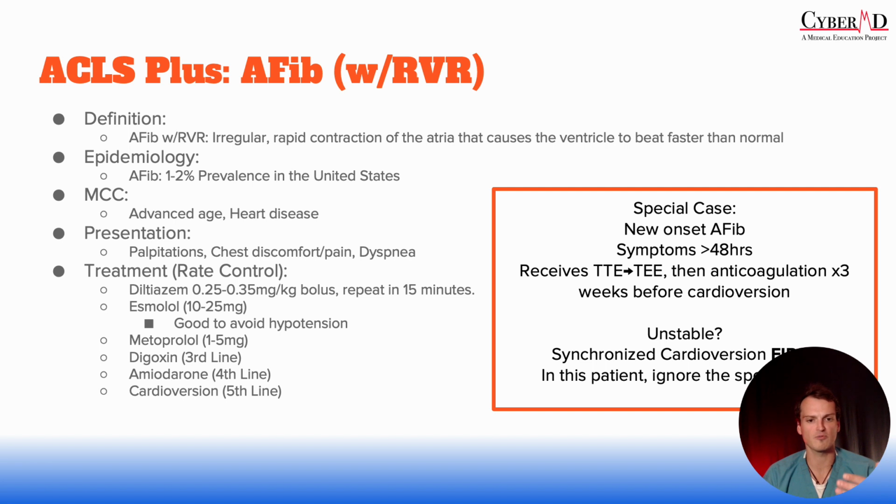New onset AFib, greater than 48 hours. Make sure you get a transthoracic echo. Make sure you get a transesophageal echo. Make sure you rule out any kind of thrombus in the atria. And then you anticoagulate them for 3 weeks before you cardiovert them out of AFib. So that's kind of all I have to say about AFib. We can move on to atrial flutter with RVR now.